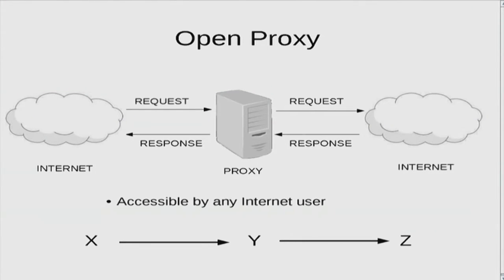An open proxy is accessible by any internet user. Usually what hackers do is try to hack into your computer and system and make it an open proxy. In doing so, they can hide their identity using this proxy. Since it is accessible to any internet user, it is a bit risky, and sometimes this type of proxy results from a configuration error.